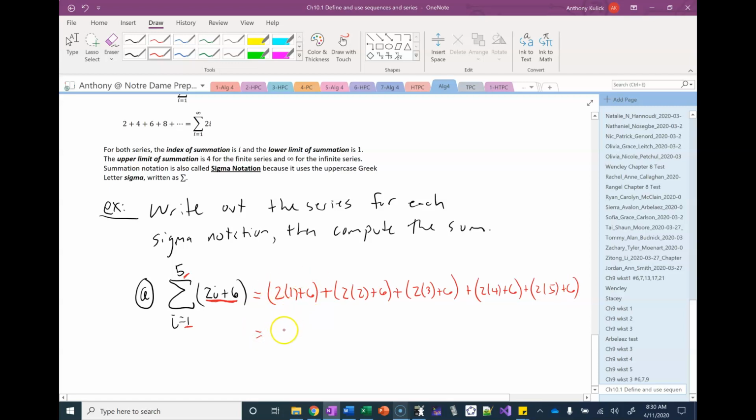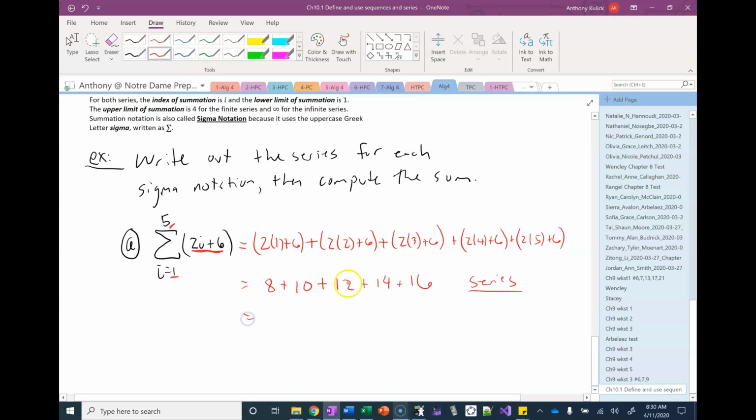So 2 times 1 plus 6 is 8. 2 times 2 plus 6 is 10. And we continue on. So that's my series. And now it asks for the sum. So that's 30, 40, 60 would be the sum.